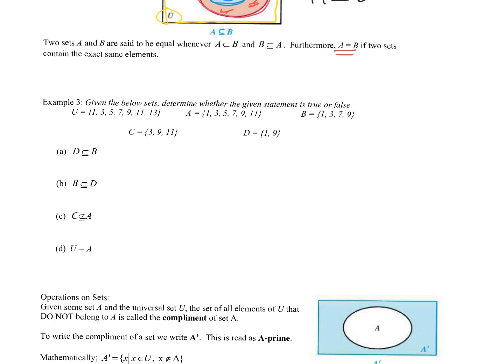So if we look at D, D has a 1, B has a 1. D has a 9, B has a 9. So this is true. The elements of D are also inside of B. However, the next statement says, is B a subset of D? And that's not true because I have 3 and 7 that don't show up down here. So this statement is false.